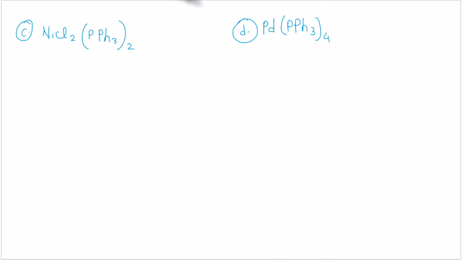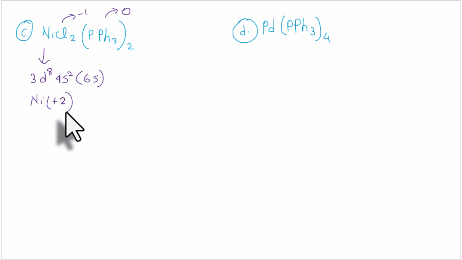Okay, so the complex C has nickel as the central metal ion, and we know that nickel is 3d8 4s2 in the ground state. And chloro, in this complex, has a -1 charge and PPh3 has 0 charge. So the oxidation state of nickel will be +2. So nickel is +2 oxidized. In the +2 oxidation state, the valence electronic configuration becomes 3d8 4s0.